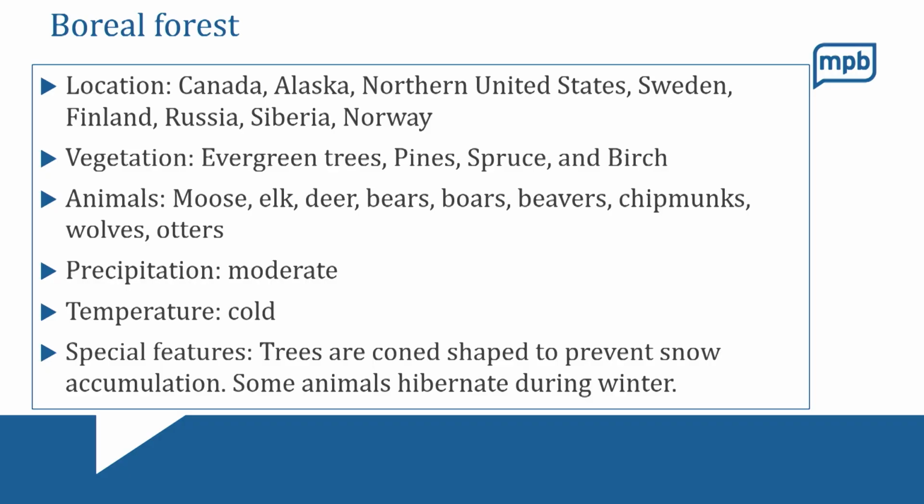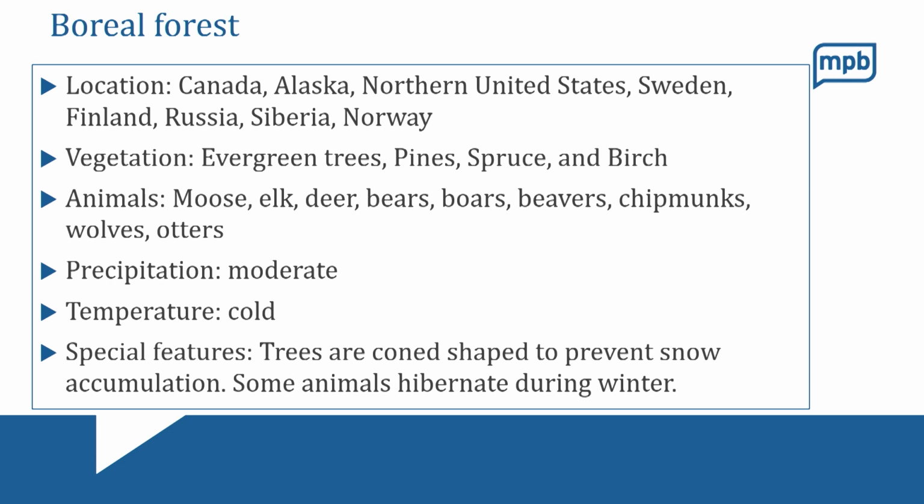The precipitation here in the boreal forest is moderate, so we're getting a little bit more rain than we did in the tundra, okay? The temperature here is cold, but not as cold as the tundra, so this is kind of like the little brother of the tundra is one way you can think of it. It's cold, it's not raining a whole lot, but it's not as bad as it was in the tundra.